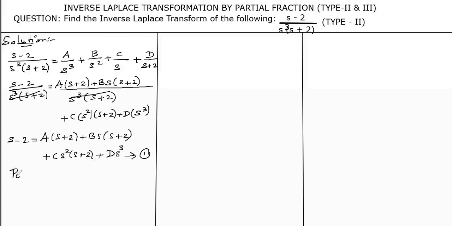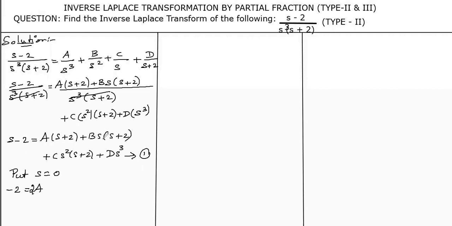The easiest way is to put the value of s as 0. Wherever you have s, just apply 0. It will be 0 minus 2 on the left hand side, so the answer is negative 2. And for a, 0 plus 2 is 2, so 2a will be there. And what about this b?